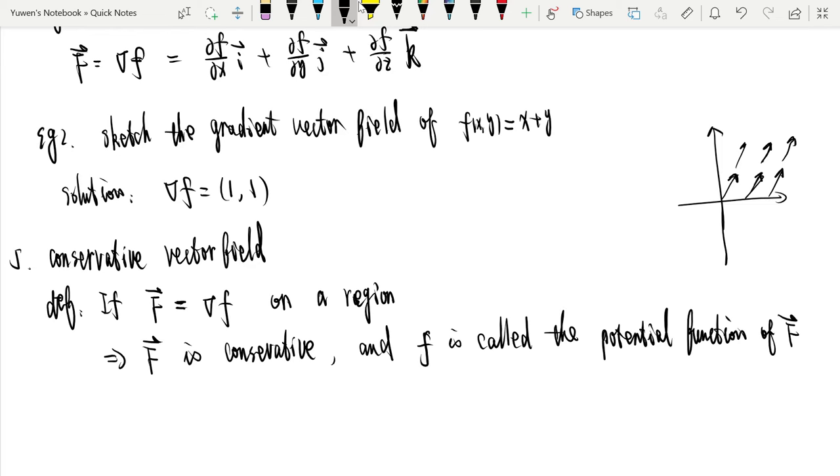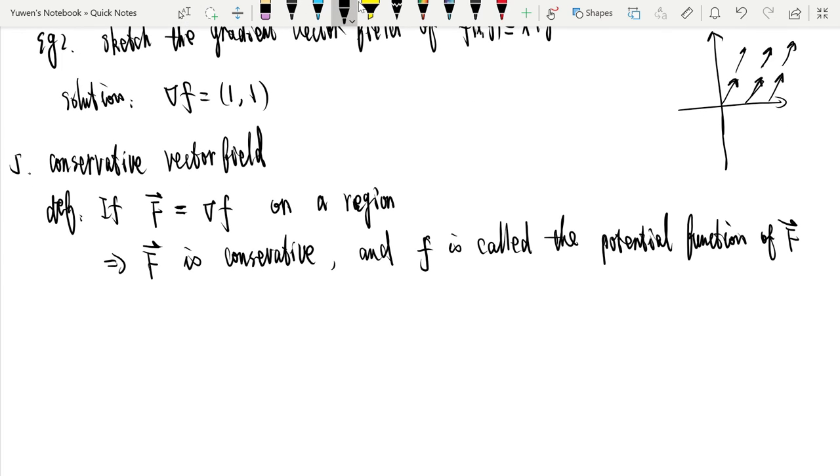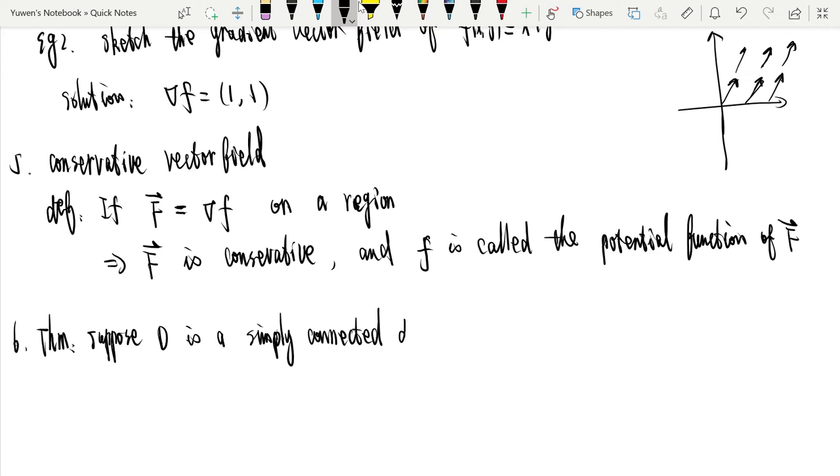And for the conservative vector field, the most important thing is how to find the potential function and determine whether the vector field is a conservative vector field or not. And there's a theorem. Suppose D is a simply connected domain or region.